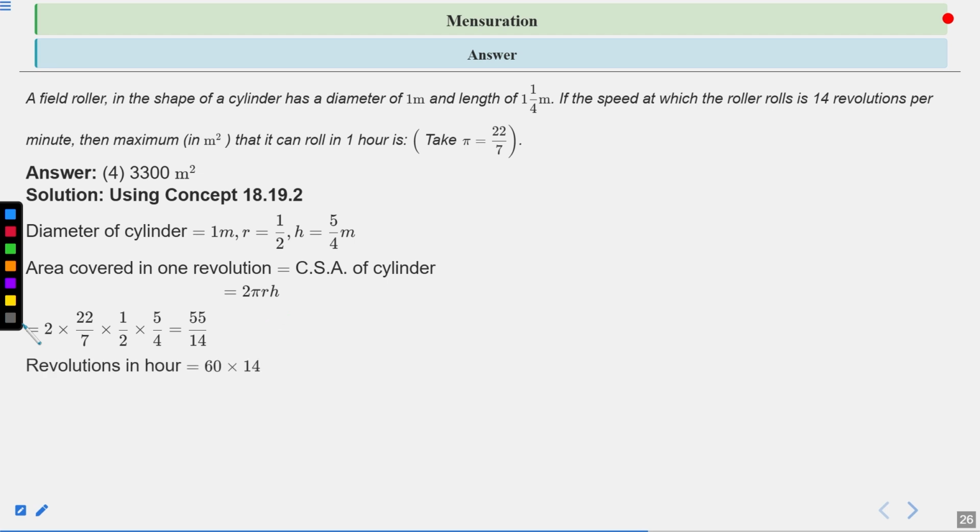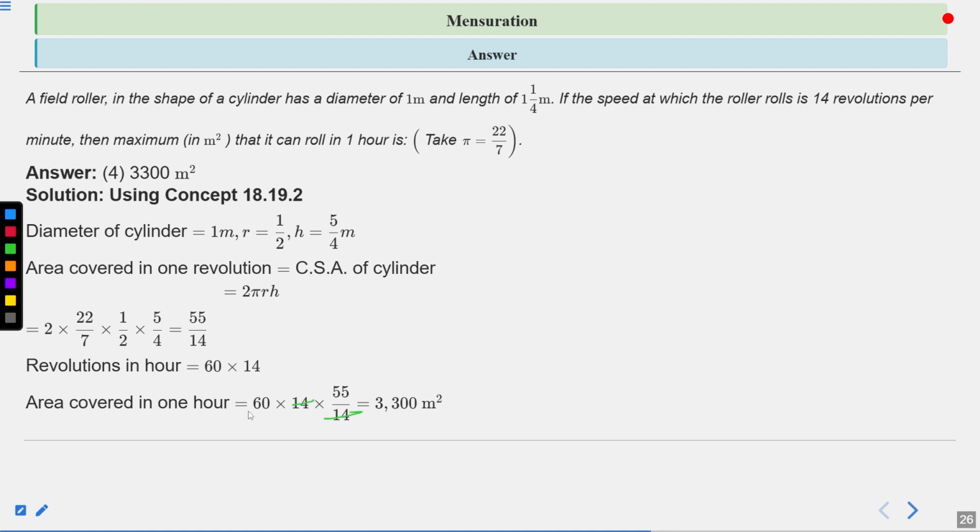Now the revolutions in 1 hour become 60 into 14. Now the area covered in 1 hour becomes 60 into 14 into 55 upon 14. So 14 will be cancelled out. Now we get 60 into 55, we get 3300 square meter. So the fourth one is the correct answer of this question. Next one.